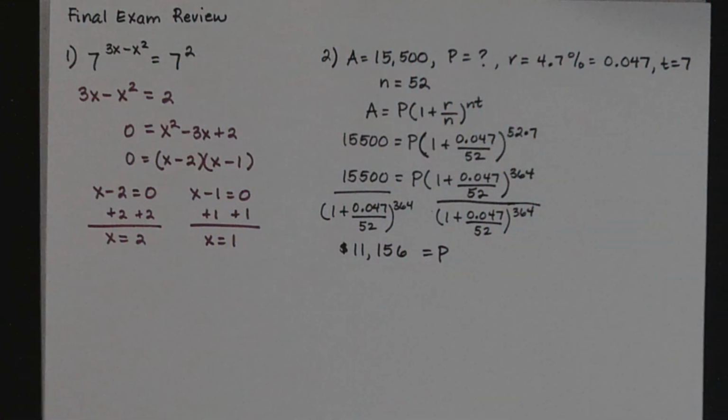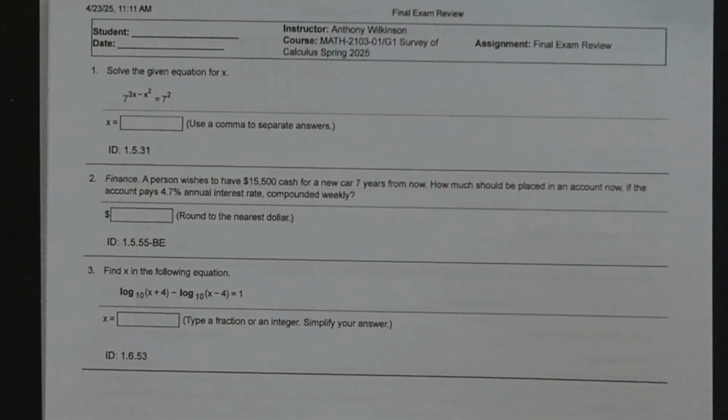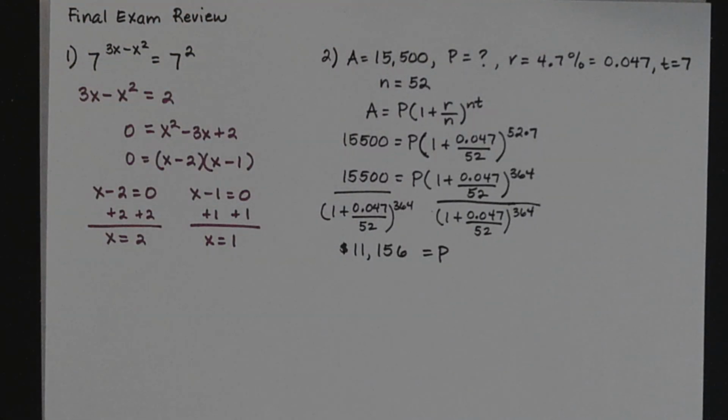So pretty much to answer that question, this person must put $11,156 in the account right now if that account does pay 4.7% annual interest rate and is compounded weekly. Okay, that's how we would do number 2. Okay, questions on that?